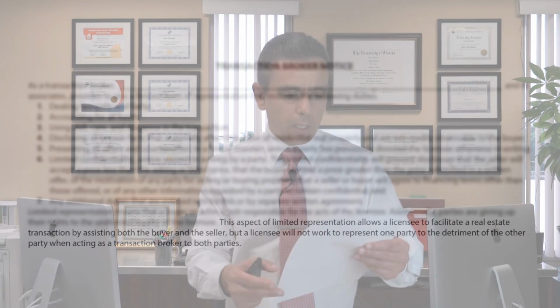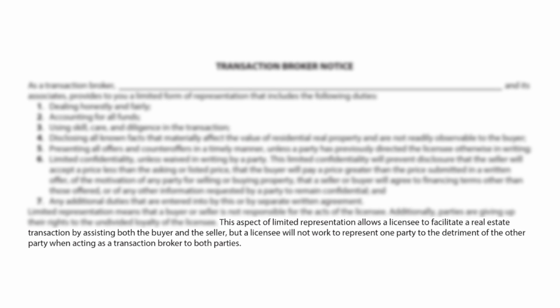that could be initially the listing agent or the buyer's agent going to a seller that is not on the market. Now the question becomes, can that transaction broker or those transaction brokers steer the transaction in one direction or another to the favor of one party and the detriment of the other party? The simple answer is technically not, because this is what it says. Let's read it again. This aspect of limited representation allows a licensee to facilitate a real estate transaction by assisting both the buyer and the seller, but a licensee will not work to represent one party to the detriment of the other party when acting as a transaction broker to both parties.